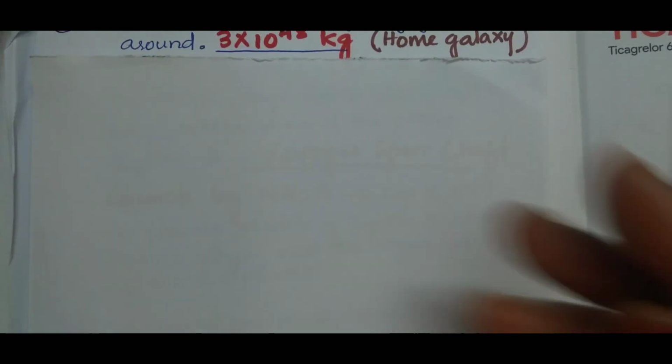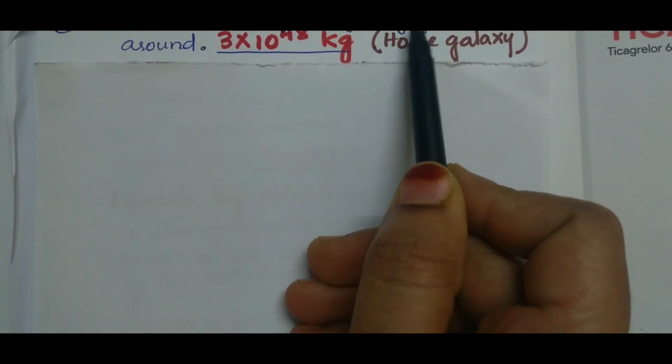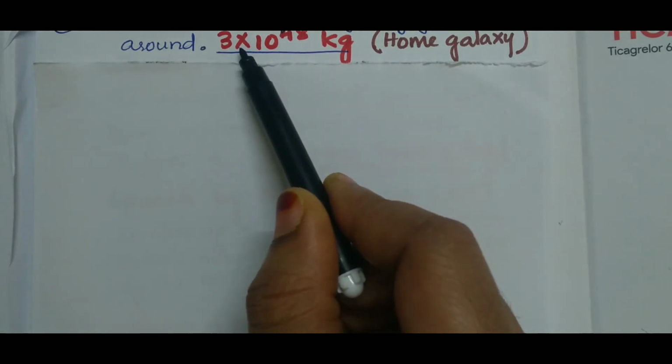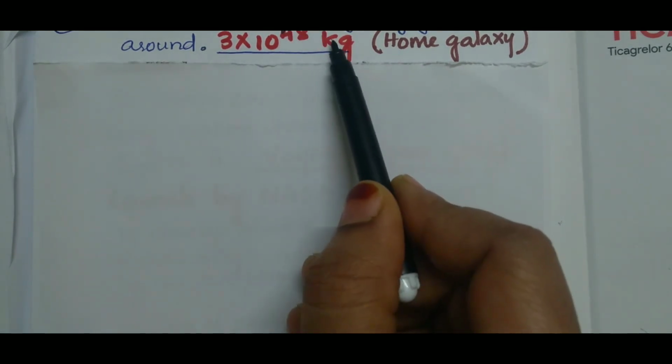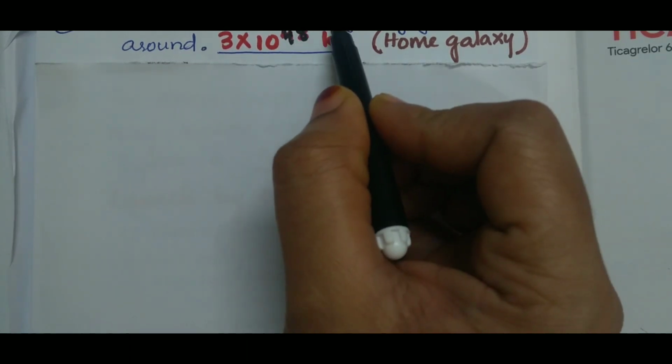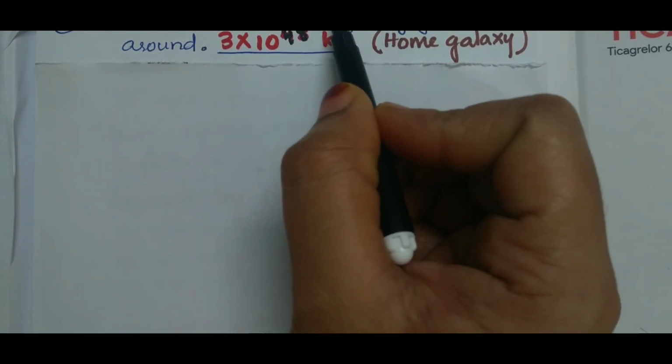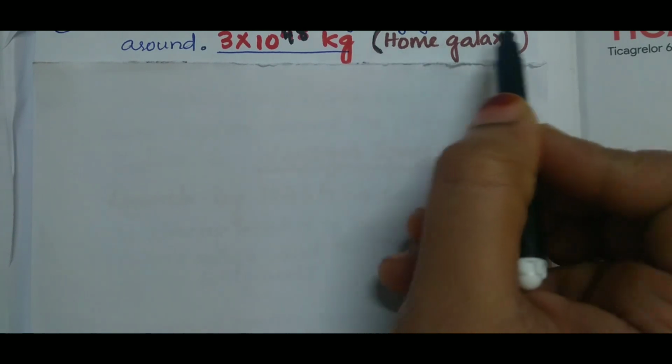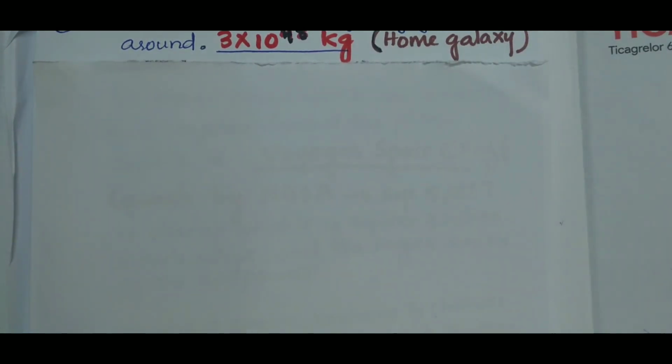Then next we have the 18th question, that is the total mass of the Milky Way galaxy is around 3 × 10^48 kg. We know this is our galaxy, right? Milky Way is our galaxy's name. It is also called the home galaxy. So if the question mentions home galaxy, don't get confused, it is the Milky Way only.